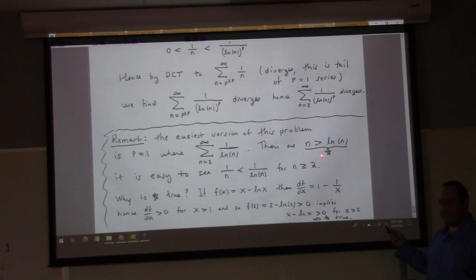I drew a graph that shows you that this is true, right? n is always over log n. If you want to prove it, here are the details, with similar arguments to the ones I've given today. If n is greater than log n, 1 over n is less than 1 over log n. So by direct comparison, this diverges.